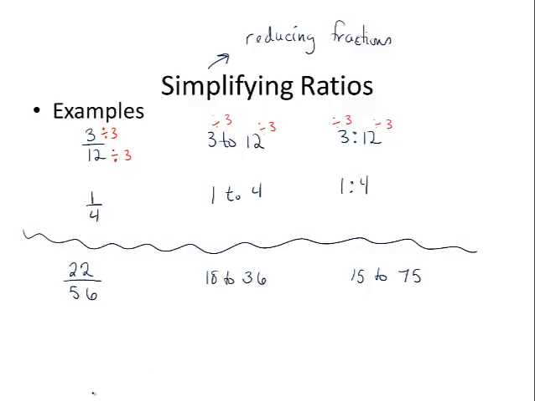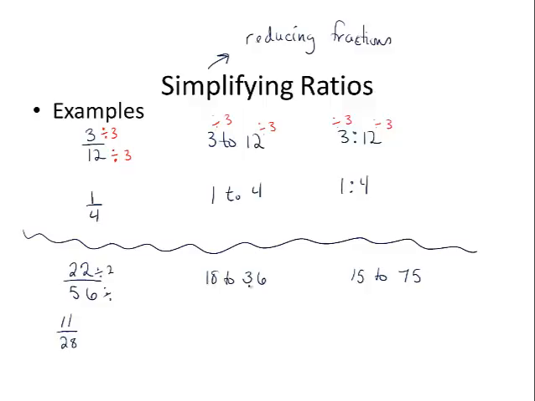No matter what format they're in, we look at the 2 numbers, 22 and 56. I know they have a 2 in common, so I'm going to try that, just see if that takes me far enough. Divide by 2, I get 11 over 28. 11 is prime. It doesn't divide by anything, so I'm done.